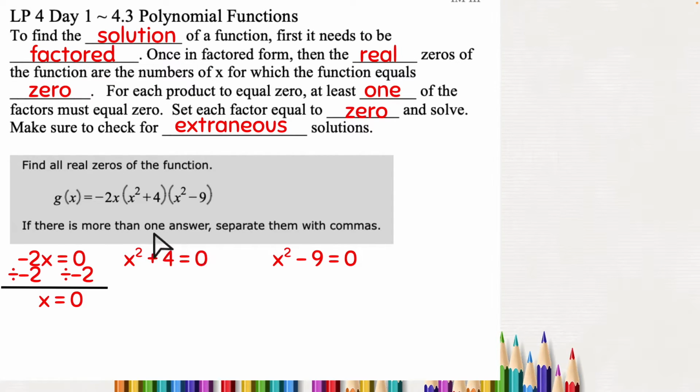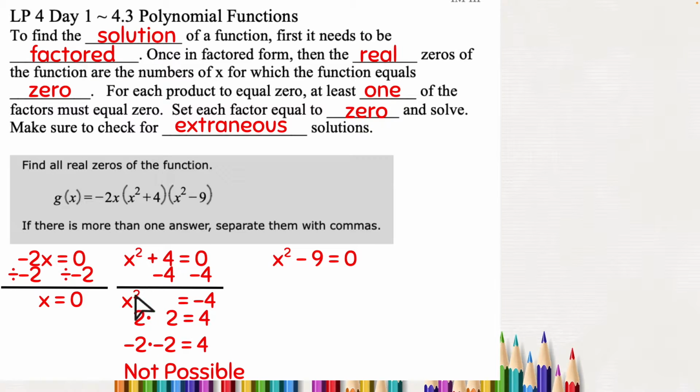And then for this next one, I'm going to subtract 4 from both sides. So 4 minus 4, and then I have x squared equals negative 4, and I would have to take the square root of this. Well, there are no numbers that would give me negative 4, not real numbers anyway, because 2 times 2 gives me positive 4, negative 2 times negative 2 gives me positive 4 as well. So this one won't work. I can't use this one in this situation. So I say this one's not possible.